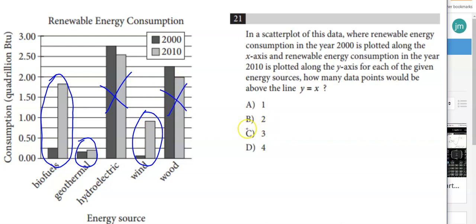So there are 3 times where y is larger. If the line is y equals x, any point up here, the y value would be higher than the x value is. And so a point above the line, we want a y value that's higher than the x value. The y value is the 2010, so we need the y value to be bigger than the x value of 2000. And that's how you do that one.